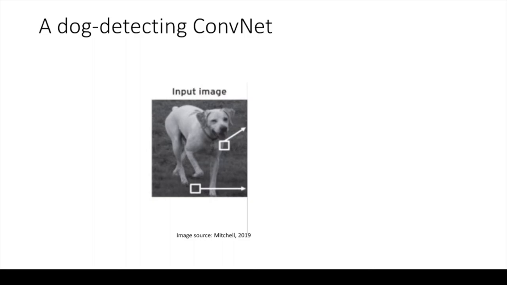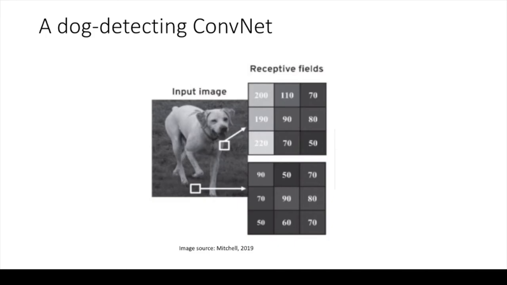So suppose that our network's task is to detect the presence of dogs. Then we begin with a black and white input image. Here we are highlighting the receptive fields of two hidden units, each of which is shown as a white square in the image. Each of these receptive fields will include 9 pixels, and each of these pixels will contain a value, which corresponds to the darkness or lightness of the pixel in question. The values range from 0 to 255, and the lighter the pixel, the higher the value.